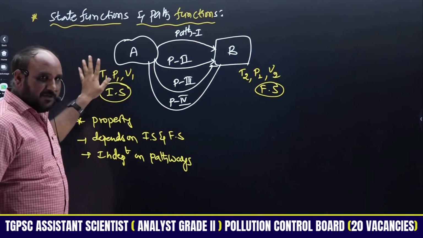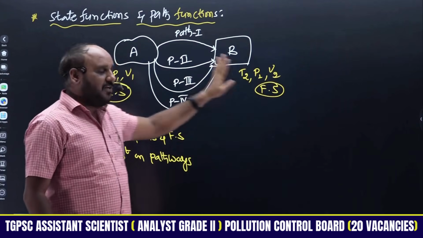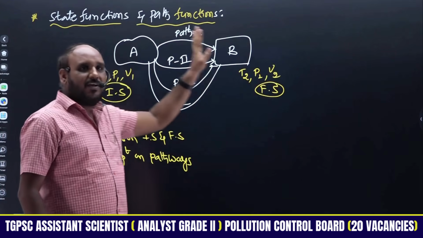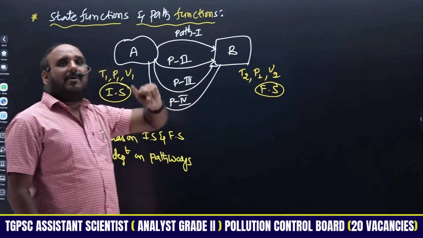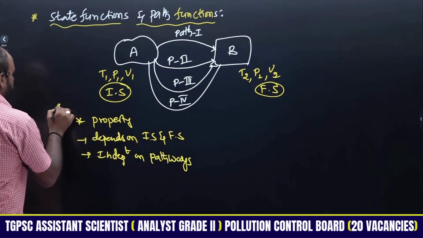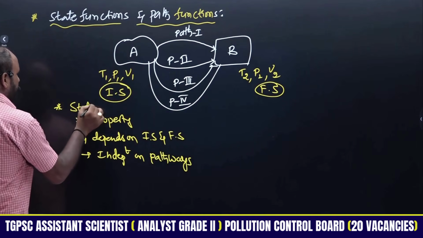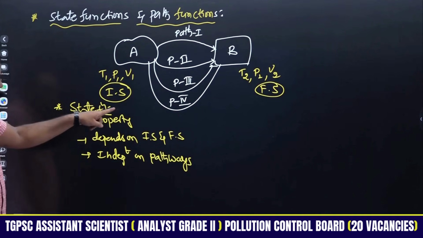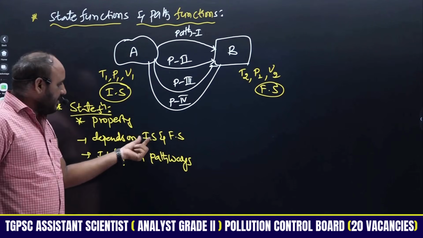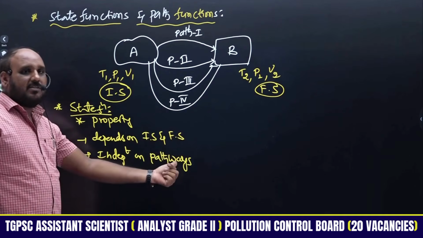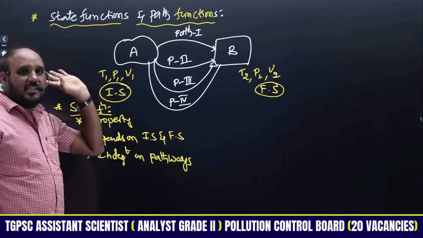What is the initial temperature? What is the final temperature? What is the initial pressure? What is the final pressure? What is the initial volume? What is the final volume? Therefore the property is said to be a state function, or state property. Any property which depends on the initial and final states of the system and is independent of pathways is called a state function.